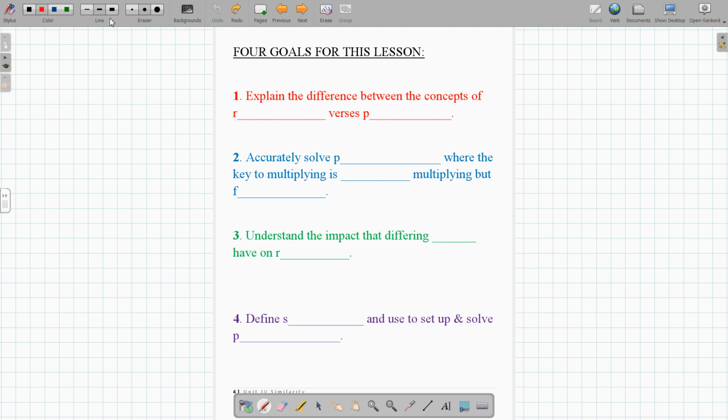There are 4 things we're going to accomplish. 1, we're going to explain the difference between the concepts of ratio and proportion. 2, actively solve proportions where the key to multiplying is not multiplying, but factoring.